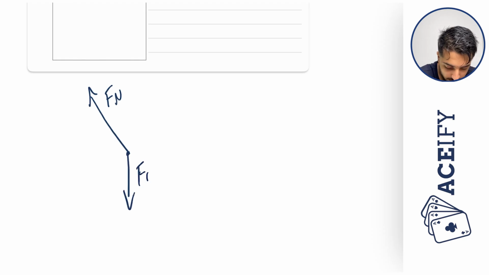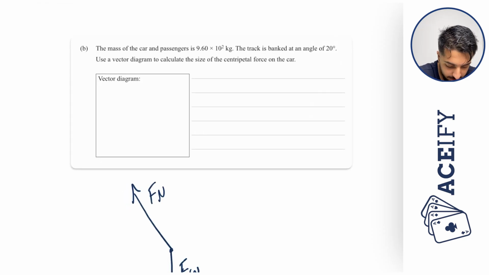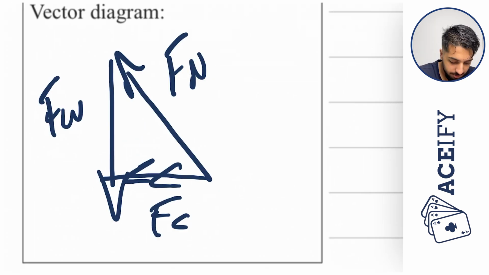Okay, so if we remember our vector diagram, we have a normal force coming up this way. Then we also have the weight force acting downwards. And so if we draw that out, we have our weight force like so, and then we have our normal force acting here. So this is our weight force, this is our normal force. And as you can see, there is a net centripetal force acting that way. Now this right here is our 20-degree angle.